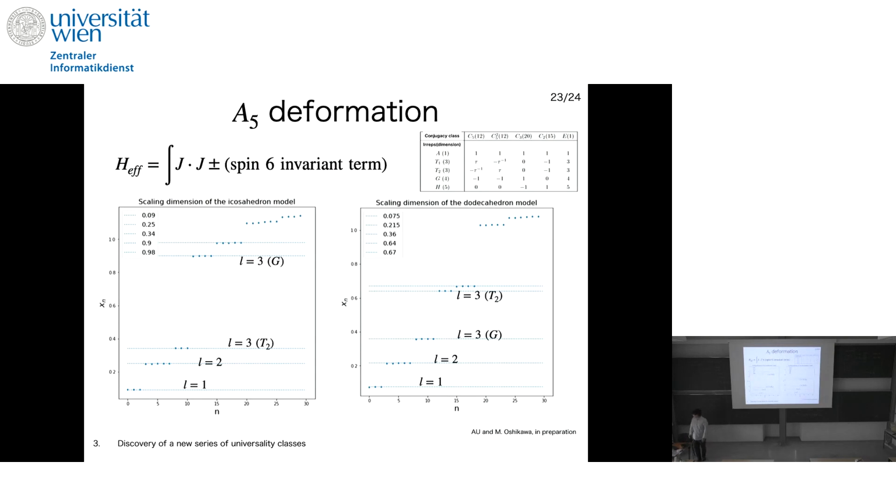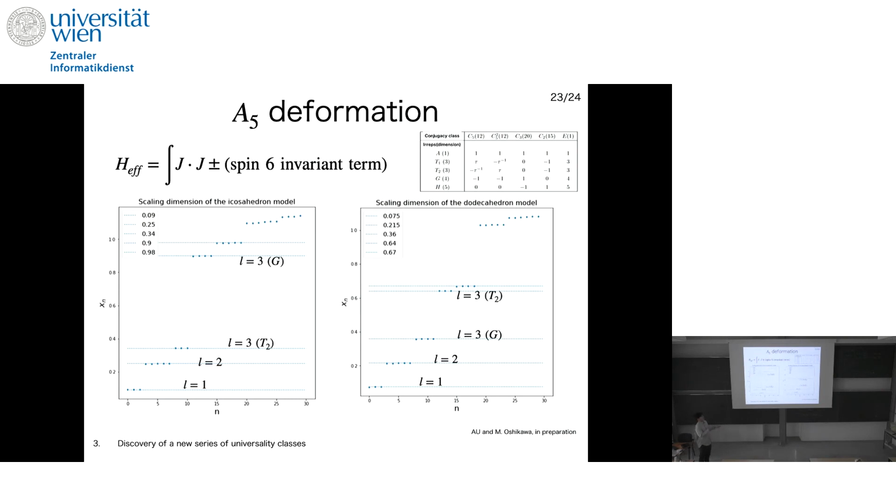I thought I had no time, so I skipped the details. But basically, I already calculated the scaling dimensions. I already calculated the OPE, the structure, like the thermal operator. You can also calculate the scaling dimension of the thermal operator. But then I found that this model is indeed described by a deformation of the O(3) model plus some spin 6 perturbation, which is the first allowed spin.